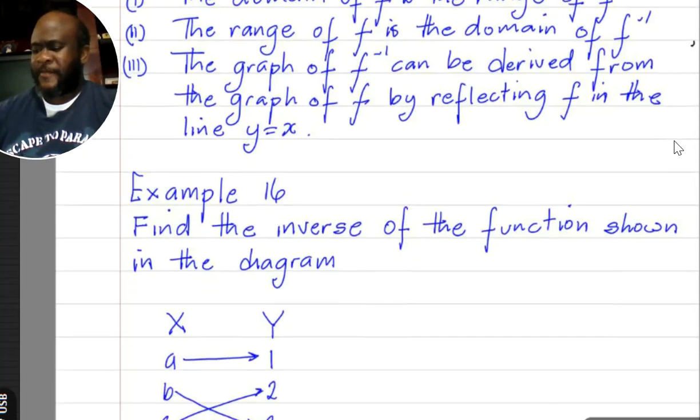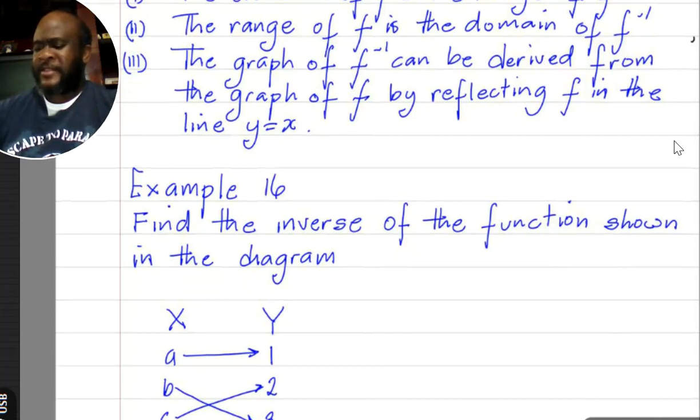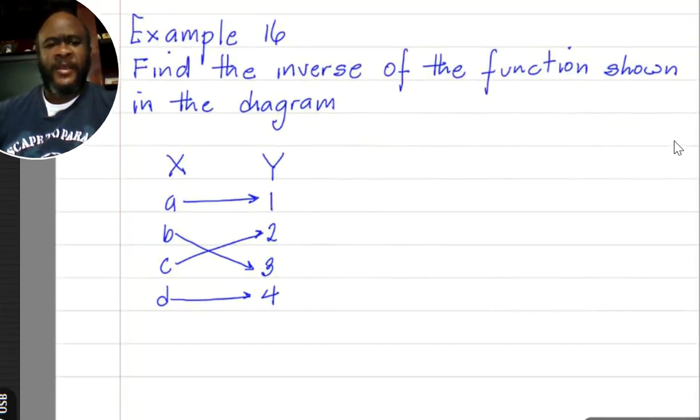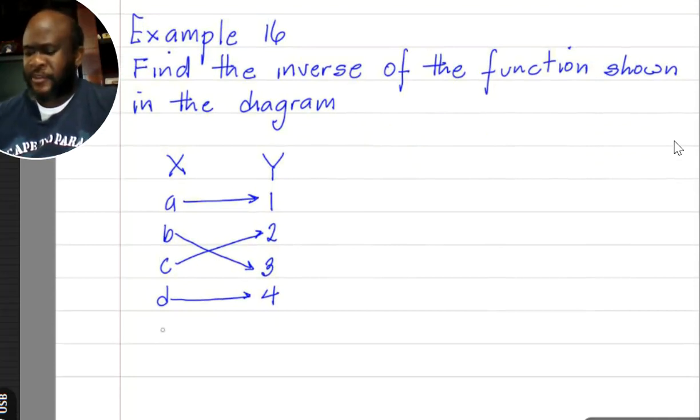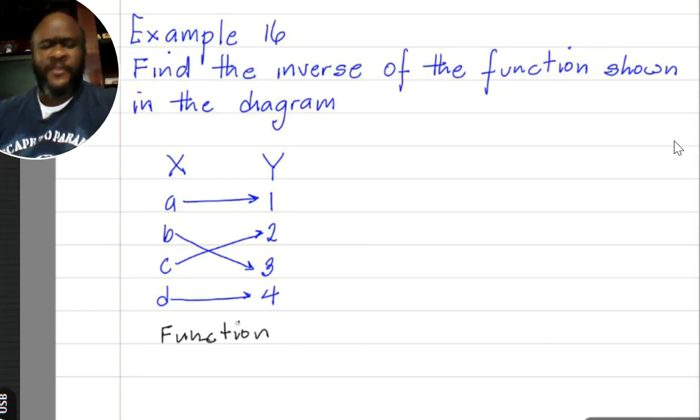Example 16 says, find the inverse of the function shown in the diagram. So this is a function, and we want to find its inverse. Remember, if you have a bijective function, to find the inverse, you simply interchange the x and the y values. You interchange the domain and the range.